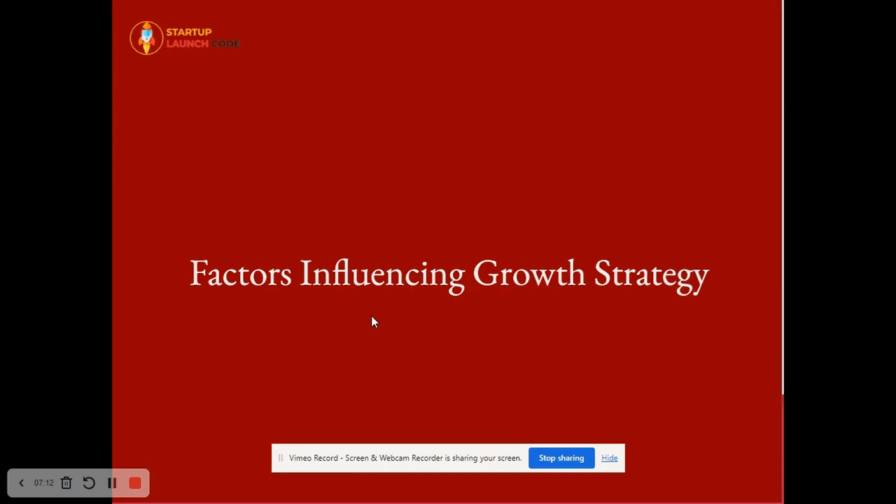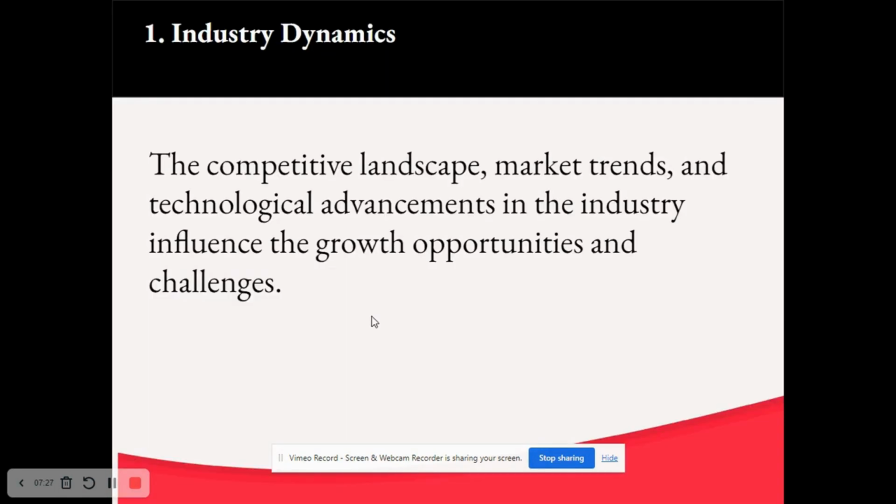So there are certain factors that influence your growth strategy. Yes, there are certain factors that you need to consider that will have an effect on your growth strategy. So let's look at those factors one after the other. The first one is industry dynamics.